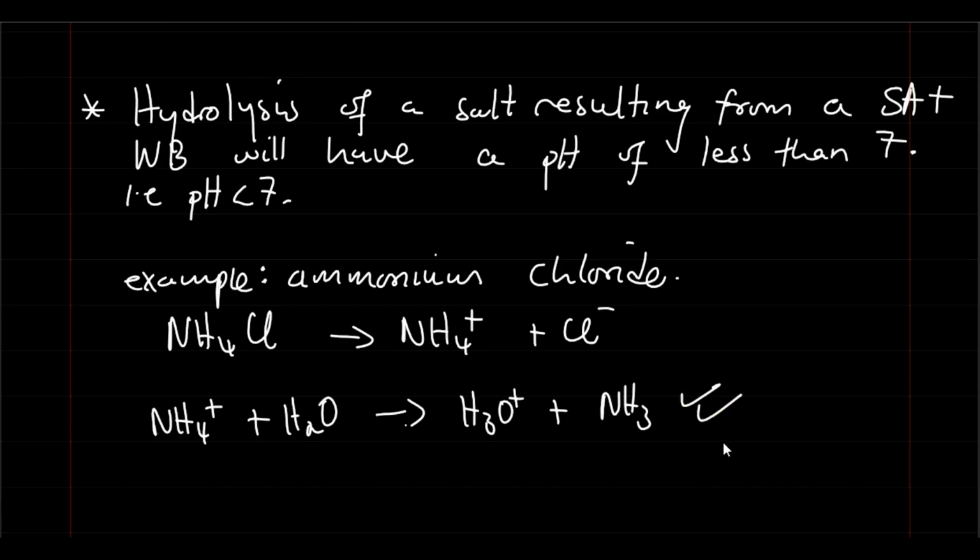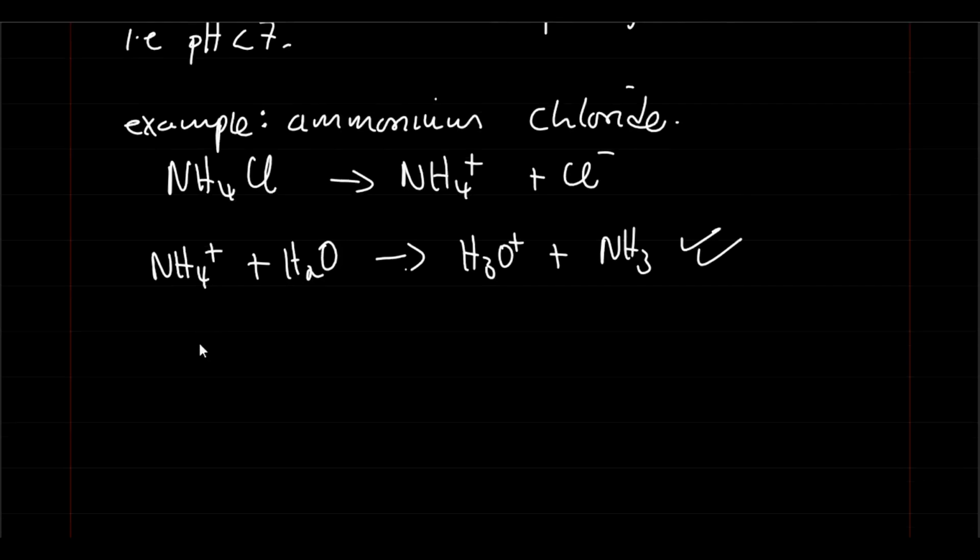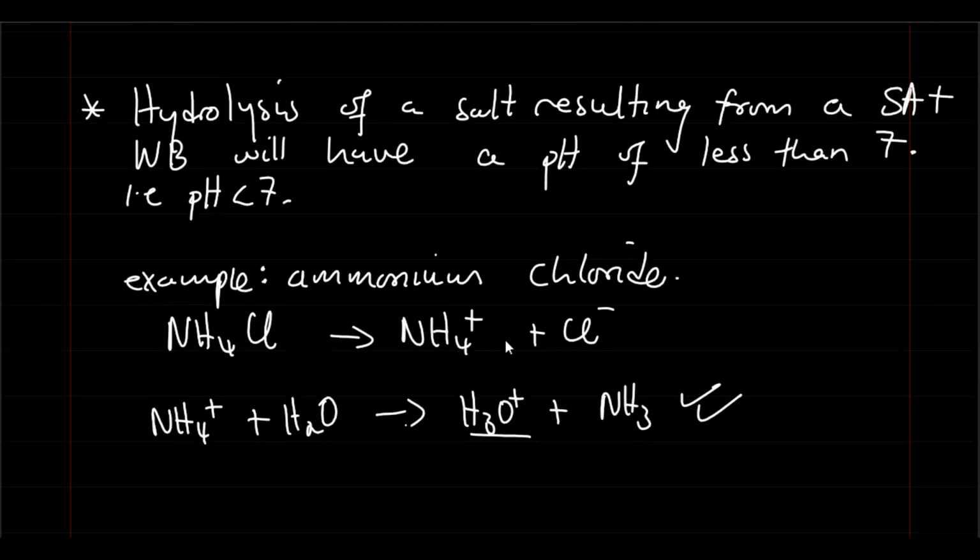So this is the hydrolysis of a salt resulting from a strong acid and a weak base. So which strong acid is that? It's when the strong acid is HCl, and the weak base is ammonia. So we can see that here there's formation of hydronium ion, and hydronium ion tells us about the acidity.